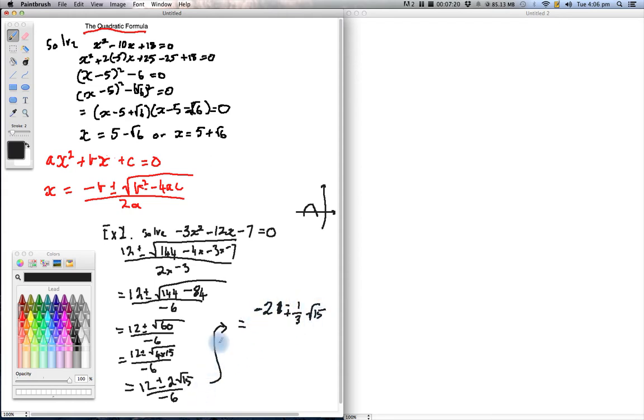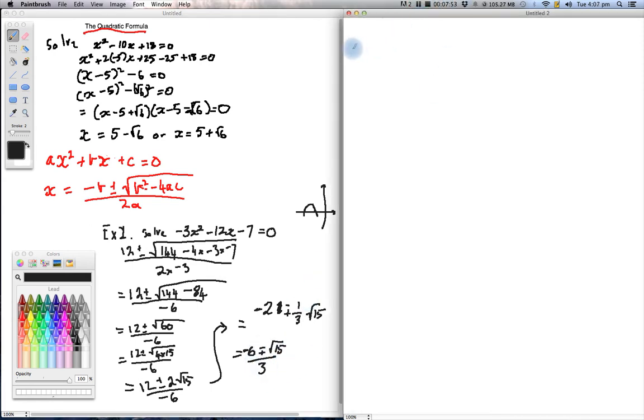Now it is okay if you just want to leave it in that form, or if you prefer, you can change it a little bit to be negative 2 minus and plus root 15 divided by 3. That also is totally fine, or you can make it a decimal. So there you go, we've solved it using the quadratic formula. It was a whole lot easier than doing this method here, especially with such strange, weird numbers.